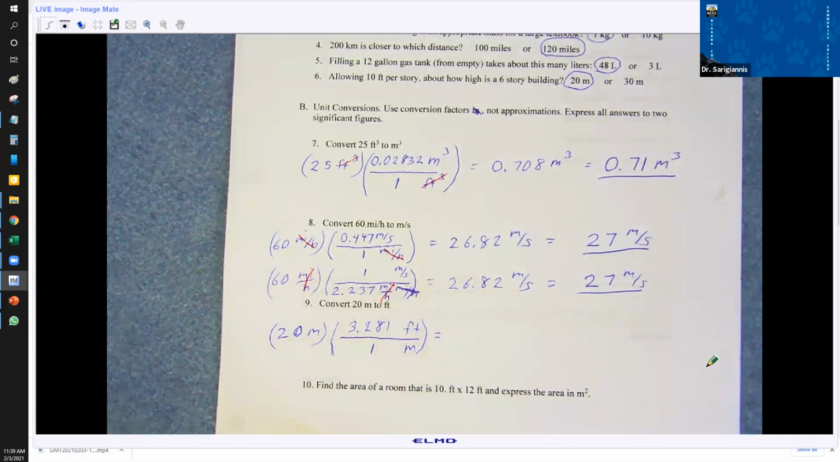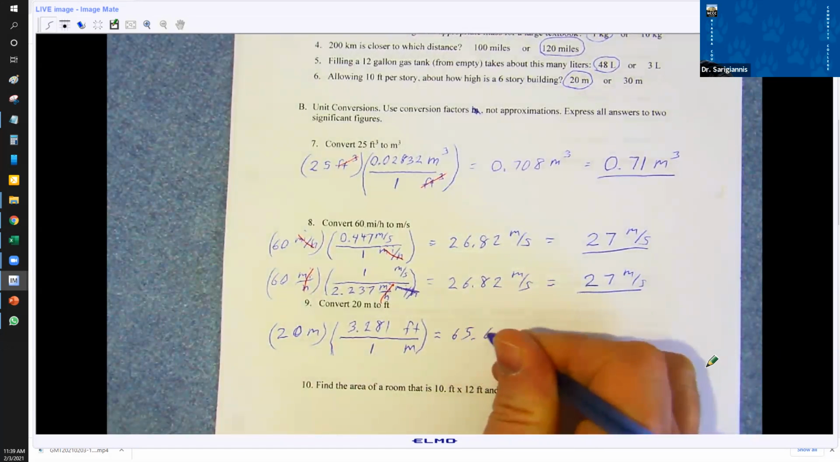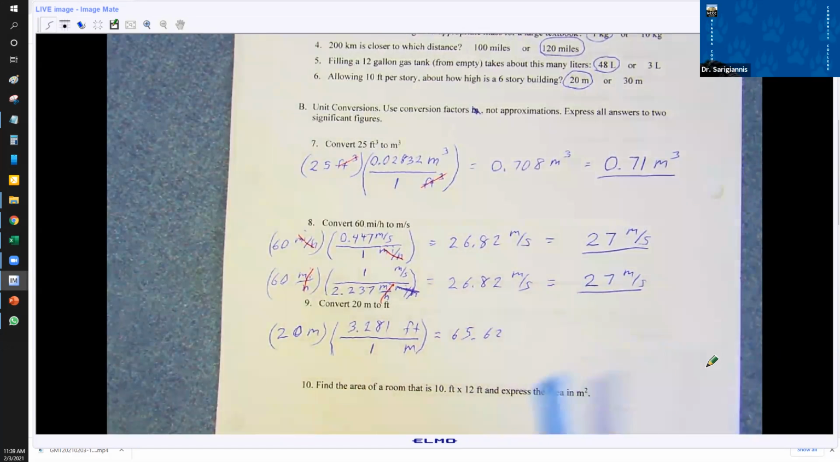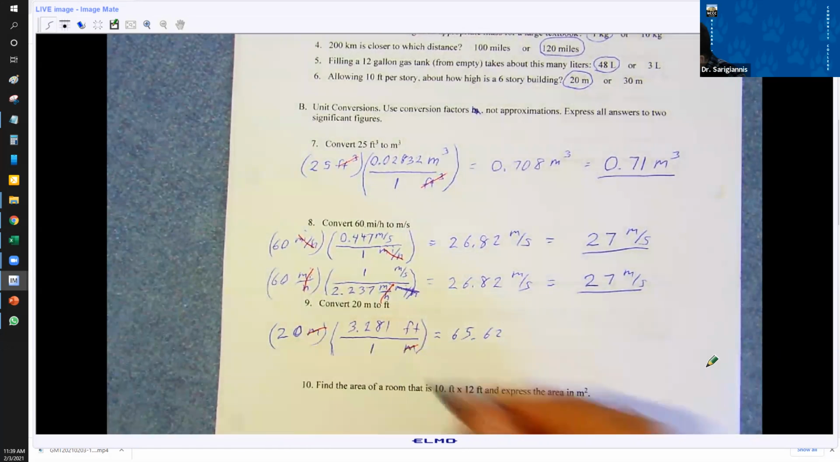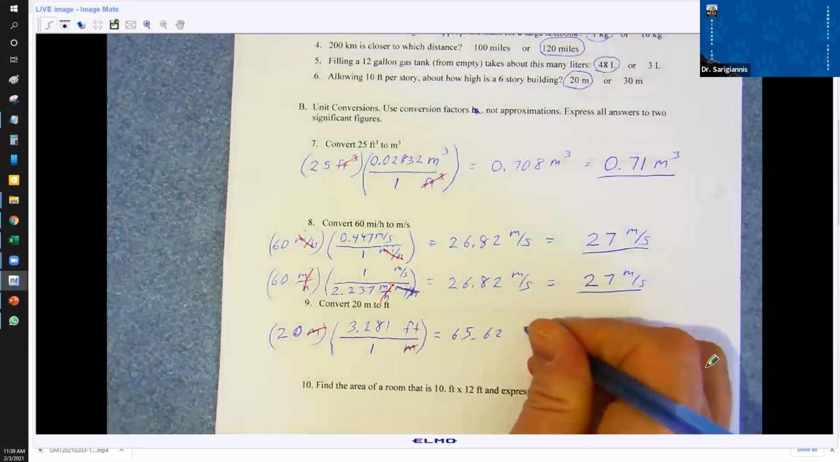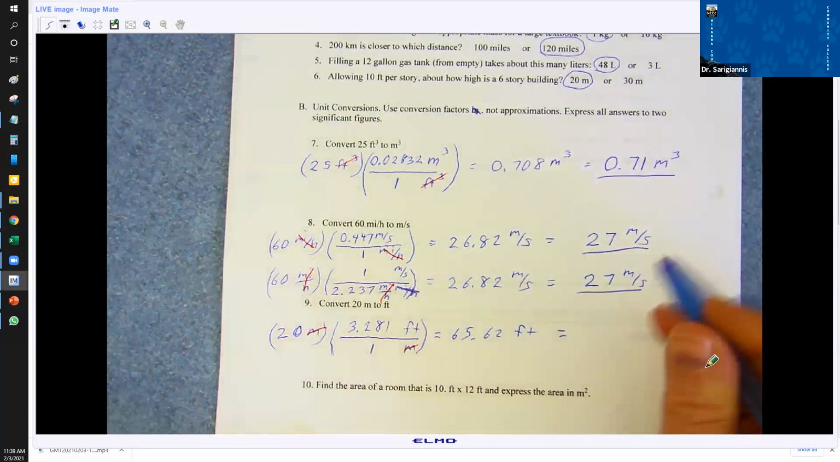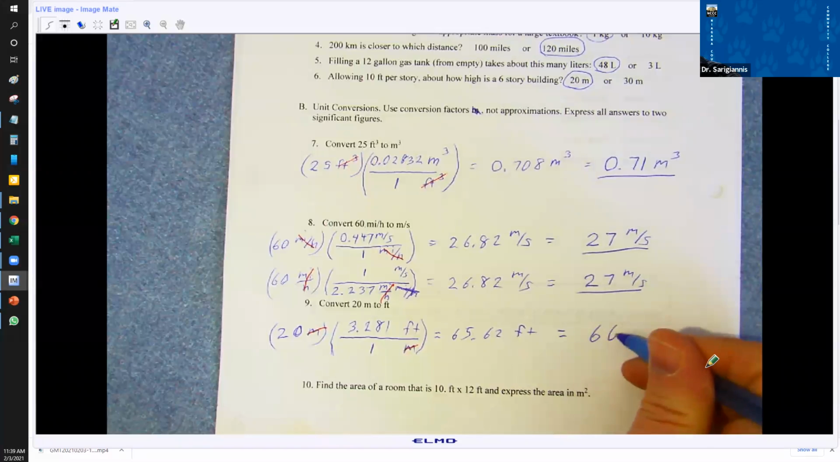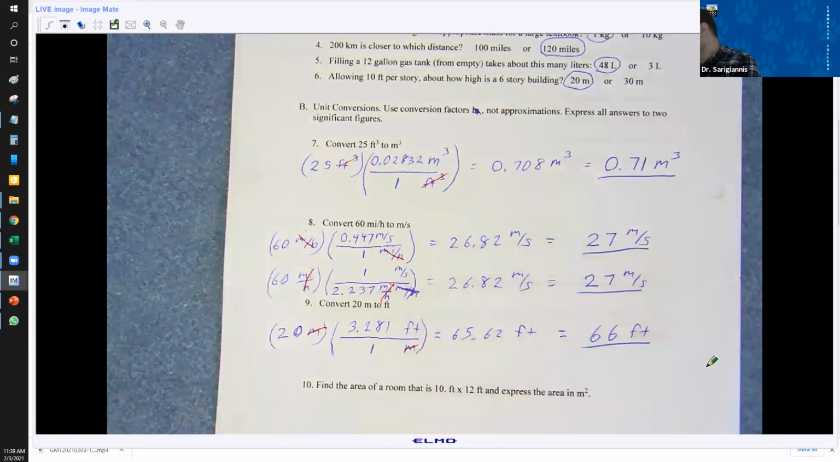All right, so here we get 65.62. Now, what are the units on this? The units are going to be feet, because the meters cancel. So the final answer to two significant figures is 66 feet.